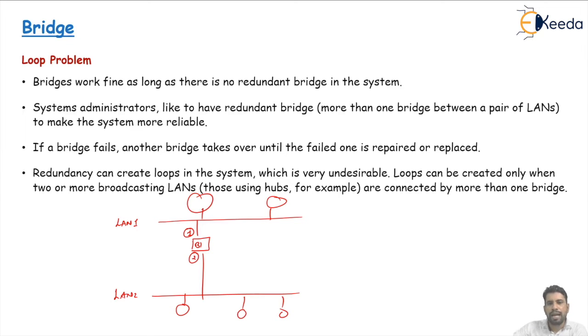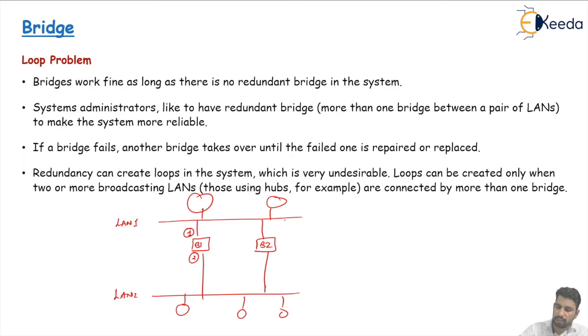But sometimes administrators add more than one bridge between the LANs because the system becomes more reliable. More reliable means, assume that bridge number 1 goes down, or fails. At that time our communication between the LANs fails. So to solve this type of problem, or to make our network reliable, the administrator adds more than one bridge between the LAN segments.